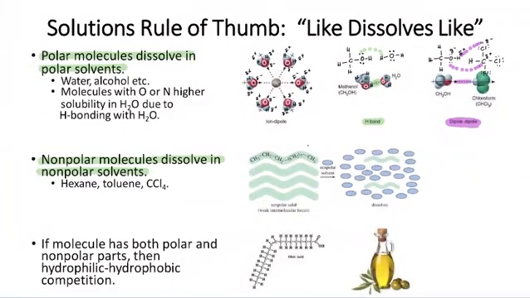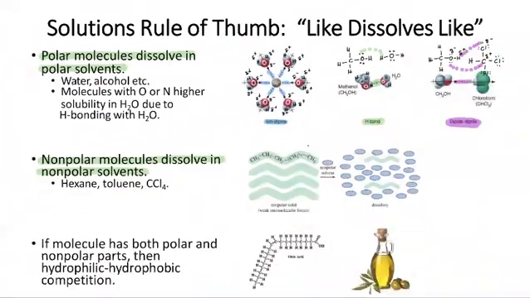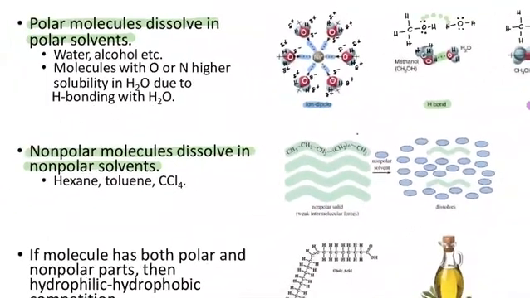Those are the three choices: ion, dipole. Let me just select a color to highlight this. H bond and dipole-dipole. Then let's move on to the next concept.